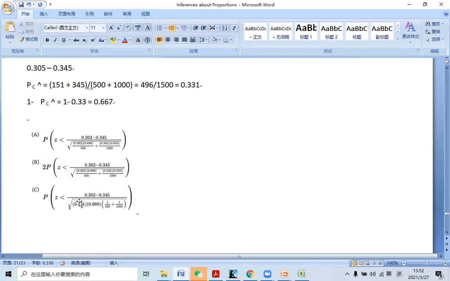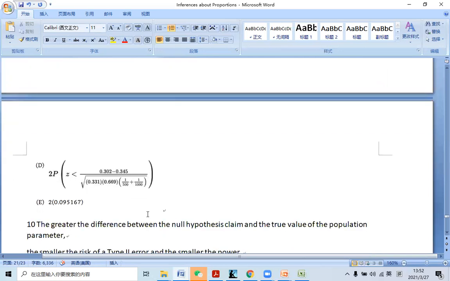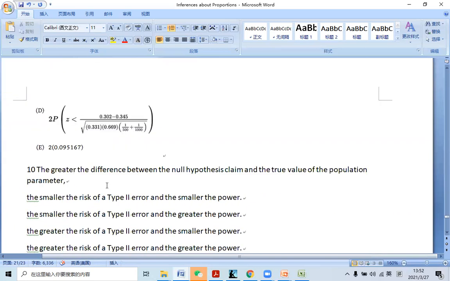You have 0.331 times 0.669 times 1 in 500, and then 1 in 1000. This seems to be good, except you need two-tailed. Yeah, so D is the good answer. D gave you the correct estimate. Good. So that's question 9.